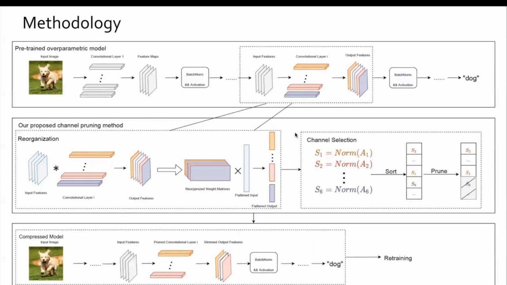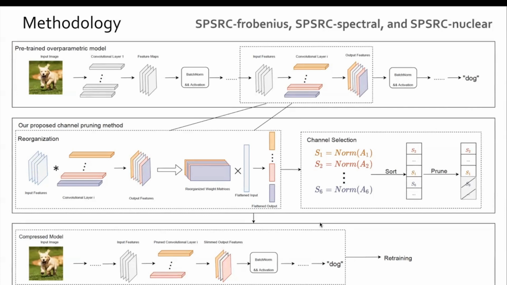Given the pre-trained dense model, we transform and reorganize every convolution operation into a matrix multiplication. Then we conduct a decomposition on the transform matrices and directly use the singular values as the pruning criterion, that is, the importance scores. There is also a following fine-tuning session to recover the accuracy of the pruned model. Based on the norm we use on the transform matrices, we propose three variants of our method: Frobenius, spectral, and nuclear. For example, SPSRC Frobenius evaluates the Frobenius norm of the transform matrices as the importance score.